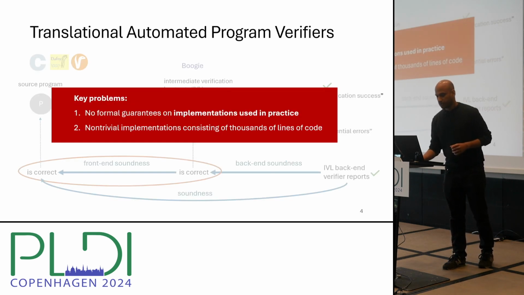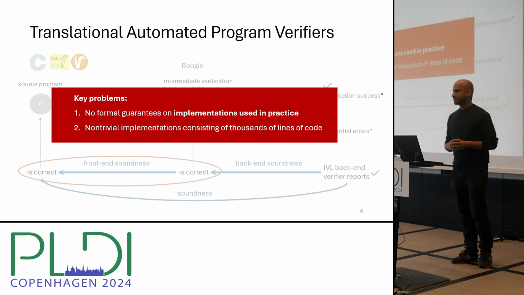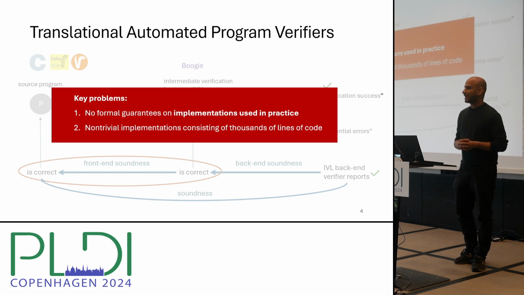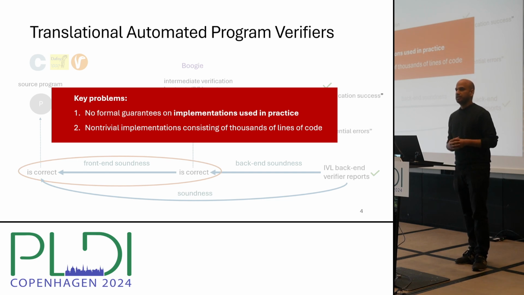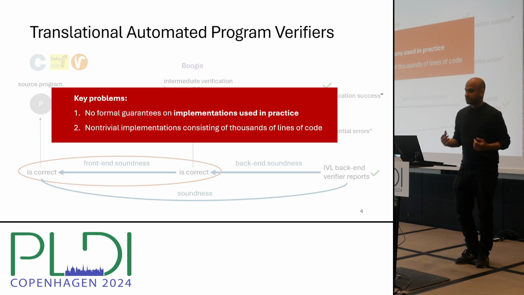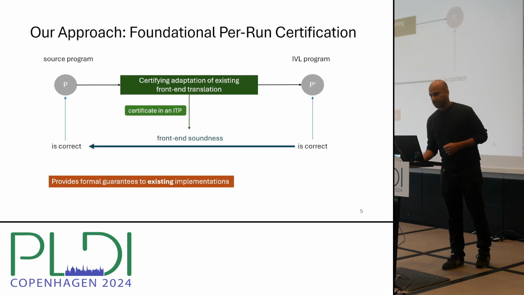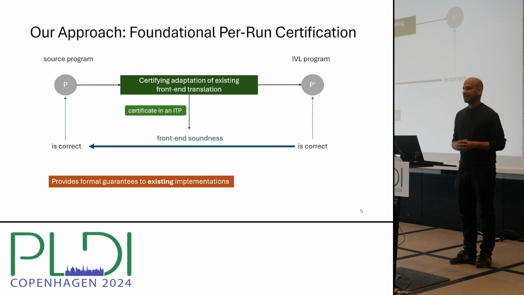So a key problem for front-end translations is that their implementations used in practice provide no formal guarantees for front-end soundness. This is a major issue because these implementations are highly non-trivial and very large, so bugs can and do arise. And the goal of our work is to solve this problem, which we do at the high level using a foundational per-run certification approach.